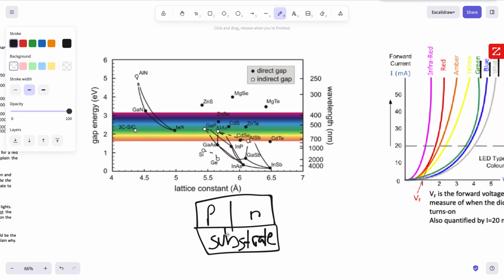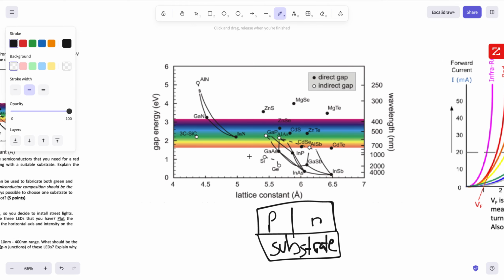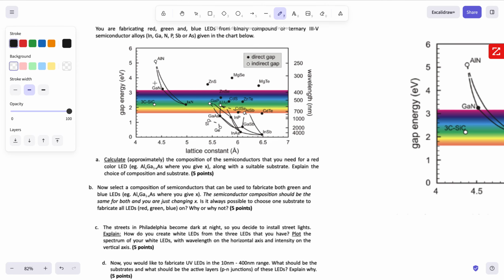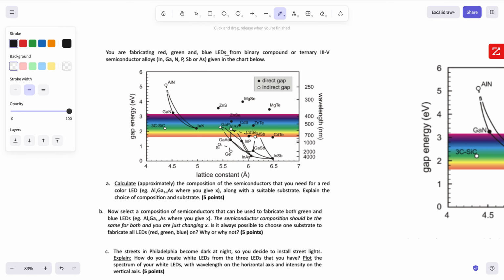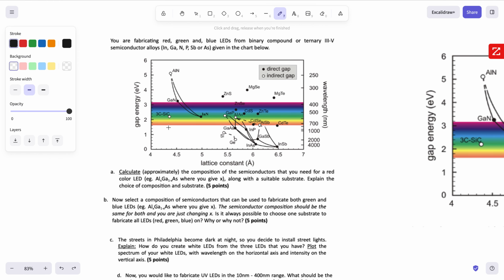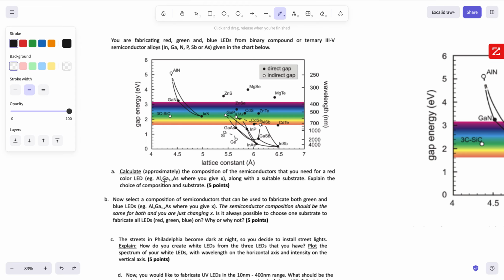So let's walk through a problem that walks through how this works. You are fabricating red, green, and blue LEDs from binary compounds or ternary group 3, group 5 semiconductor alloys given in the chart below. Calculate the composition of the semiconductors that you need for a red color LED along with a suitable substrate. Explain the choice of composition and substrate.